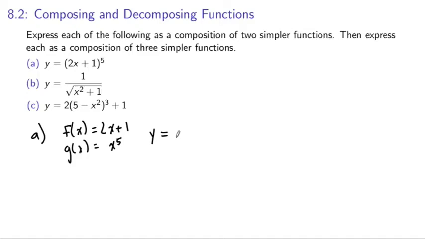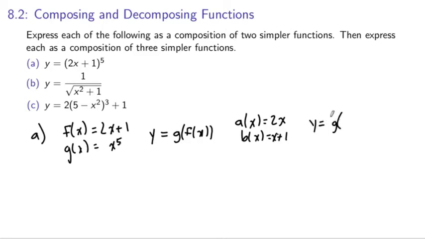So y is then, not f, the outer function is the 5th power, so g of f of x. And now we can break f of x up into some smaller functions. We'll call it a, which could be multiplied by 2, and b, which would be add 1. So then we can break this into, our outer function will be the same g, but basically breaking f up into the outer thing would be adding 1. In this case, we multiply by 2 first. So b of a of x.